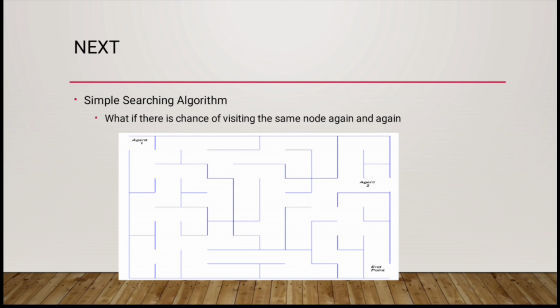With this, I finish this first simple algorithm, and we'll go for the next simple searching algorithm, and then we'll go for BFS, DFS, and then uninformed search, informed search, adversarial search. In that way, we can go.